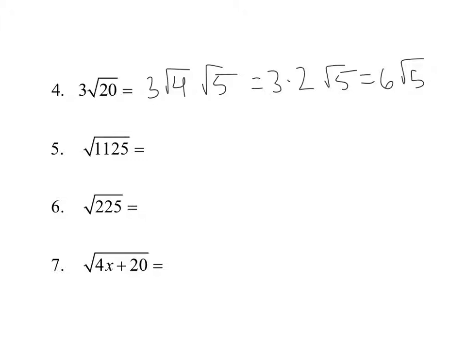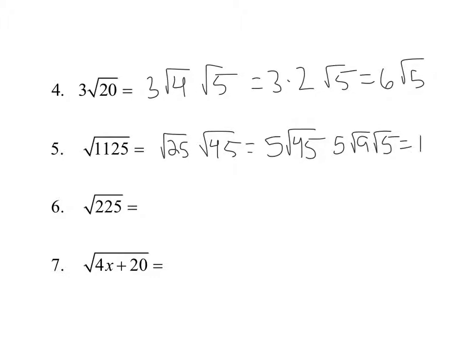Now here we have a big number, but see how it ends in 25? Then I would divide it by 25, because I know 25 is a perfect square, and you get square root of 25 times square root of 45. So you have 5 square root of 45, but I know that 45 is divisible by 9, so it's 5 square root 9 square root 5, so this is 15 square root 5. And the reason is because you have 5 times the square root of 9. Well, what's 5 times 3? 15. Okay?